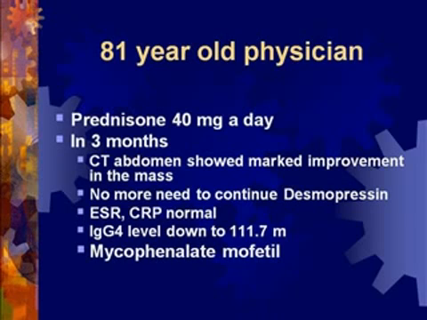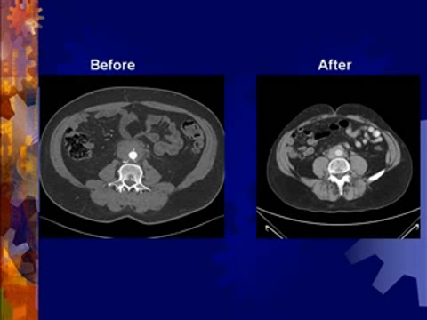Now, these are the CT scans done before treatment and after treatment, and you can see the marked reduction in the periaortic fibrosis that occurred in this gentleman and its response to the steroid therapy.